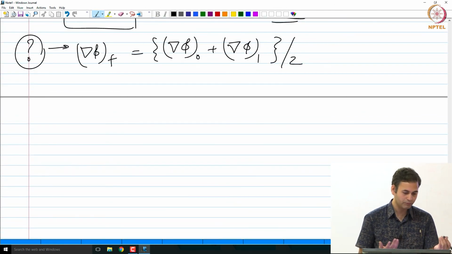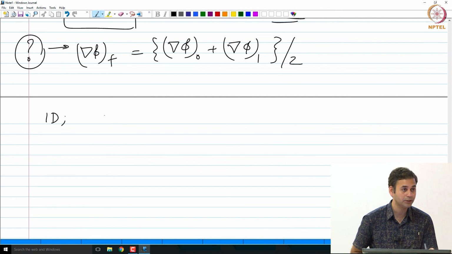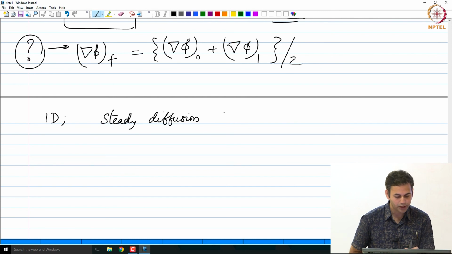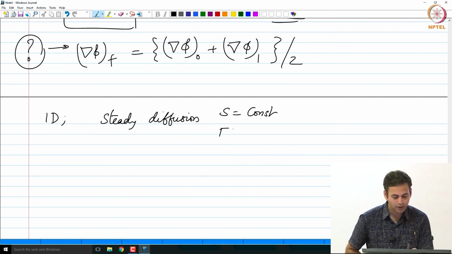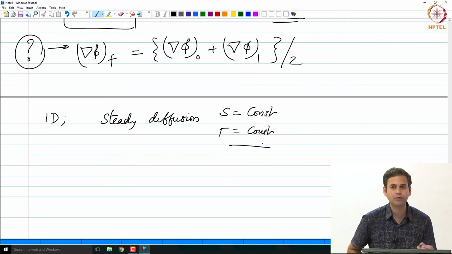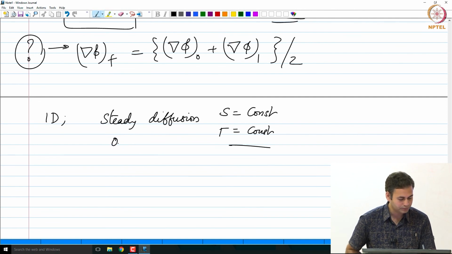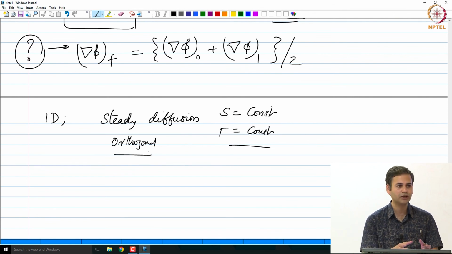So, let's put it this way. Let's talk about a 1D problem where you have steady diffusion, with S equals constant and gamma equals constant, on an orthogonal mesh. How do you solve this? Use Gauss-Seidel, and once Gauss-Seidel converges, you are done, right, because there is no nonlinearity either in gamma or in S anywhere.